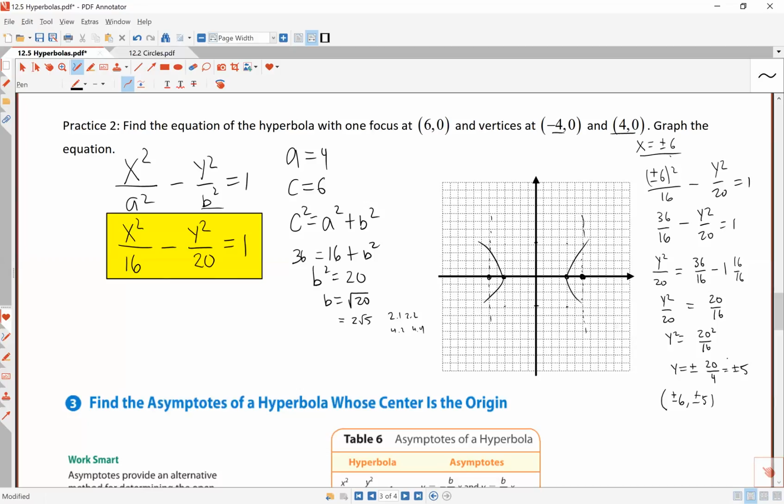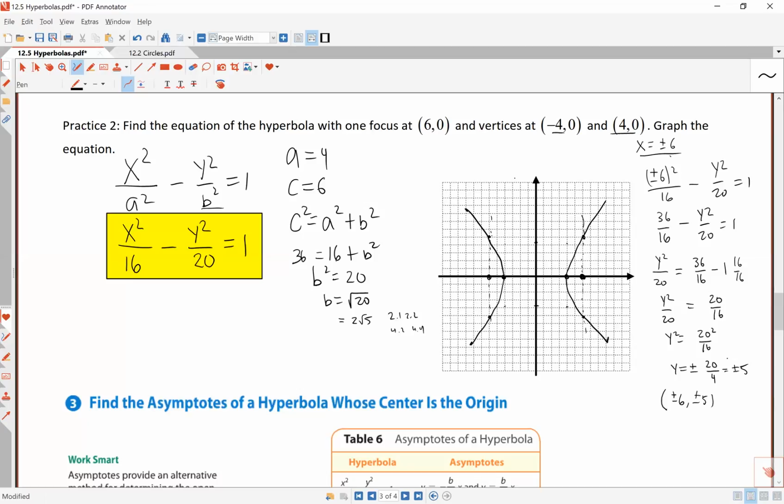So at 6, we go up 1, 2, 3, 4, 5, and that's the proper opening there. Down 1, 2, 3, 4, 5, and that's the proper opening there. And the same on the other side. And there is the graph of that hyperbola.